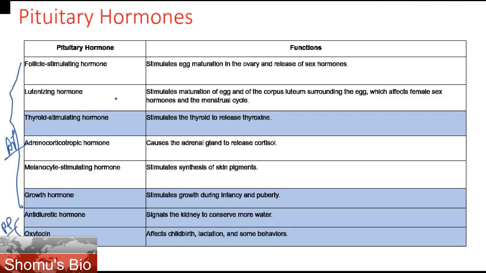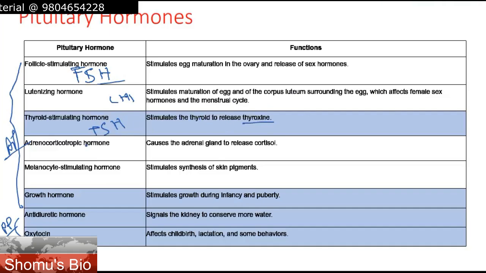Okay, so the anterior pituitary secretes follicle stimulating hormone, FSH for short. It stimulates egg maturation in the ovary and the release of sex hormone, for both sexes. Luteinizing hormone stimulates the maturation of the egg and the corpus luteum surrounding the egg, which affects the female sex hormone and the menstrual cycle. Thyroid stimulating hormone, TSH, stimulates the thyroid gland to release thyroxine hormone.